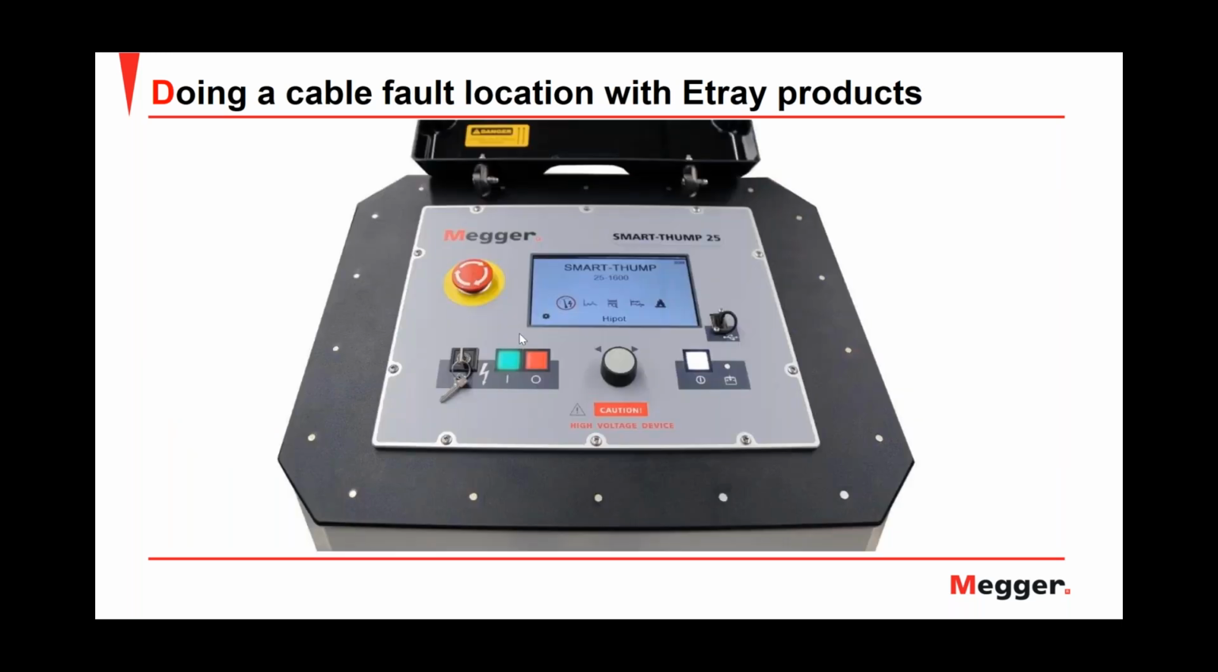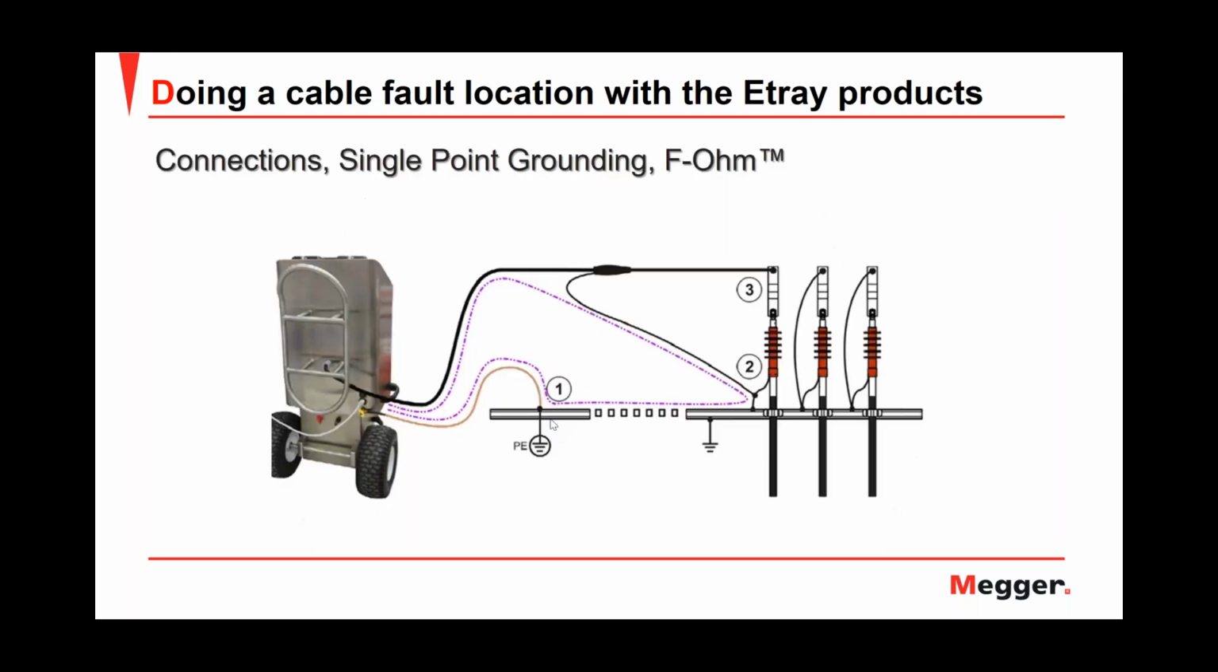So if you see the control panel, we have the mains on button. Then we have the control knob to activate and deactivate all the options in the display. We have the high voltage on, that is the green button, and the high voltage off, that is the red one. So I will use a software simulator, and you will see later.